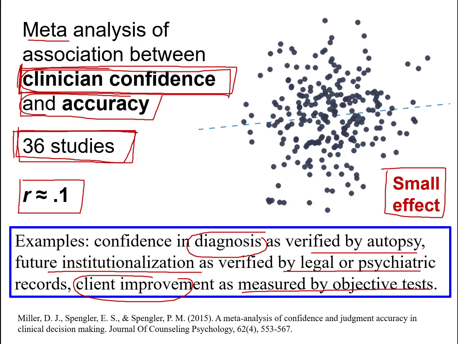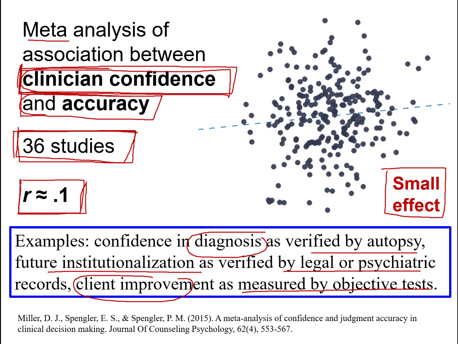Do people feel more confident when they're more accurate, and do they feel less confident when they're less accurate? Or, when a clinician feels confident that he or she has made the correct judgment, is that confidence unrelated to the accuracy of the judgment? And we find here that, well, it is related, just a very, very tiny amount, not very much. The correlation is a very small effect.